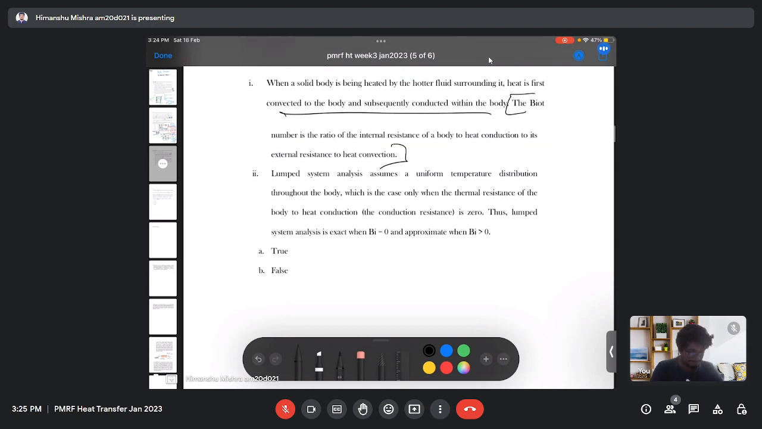So the second statement is the lump system analysis assumes a uniform temperature distribution throughout the body, which is the case only when thermal resistance of the body to heat conduction is zero. Thus, lumped system analysis is exact when Biot number equals zero and approximate when Biot number is greater than zero. Is it a true statement? So again, you can ignore the last statement, we will discuss it later on. You can just consider the first statement of this paragraph.